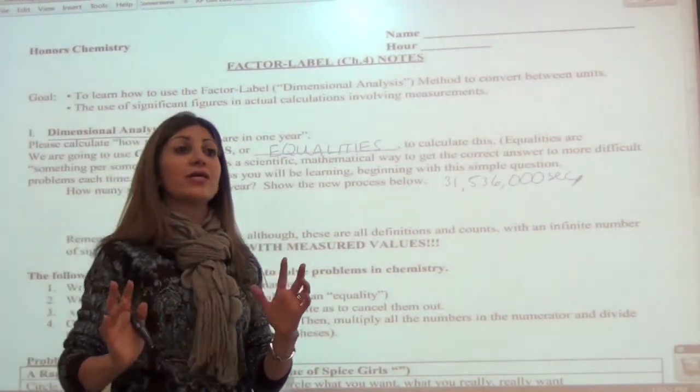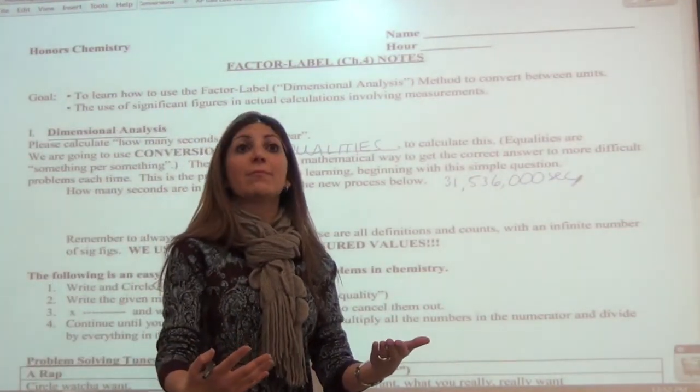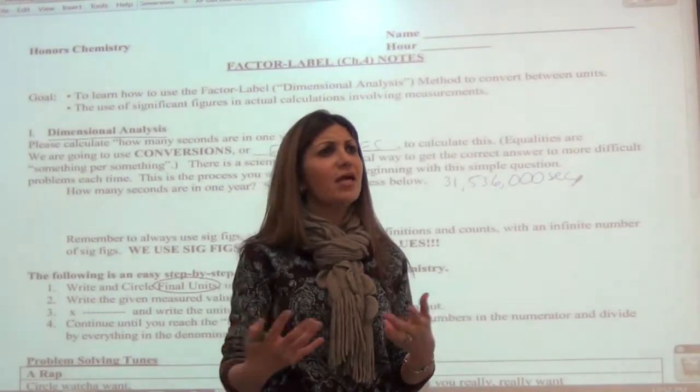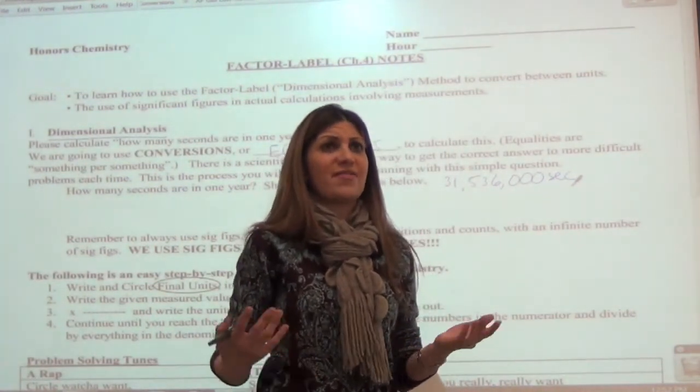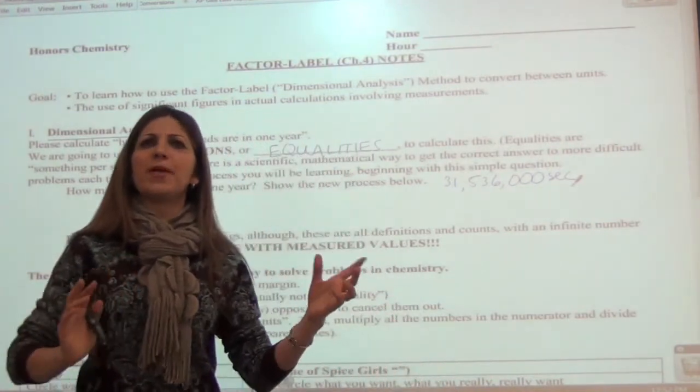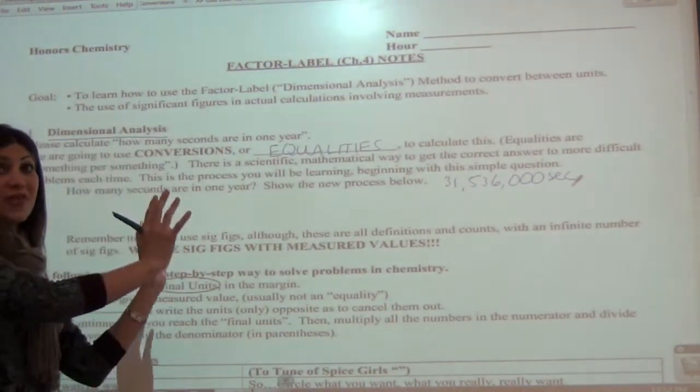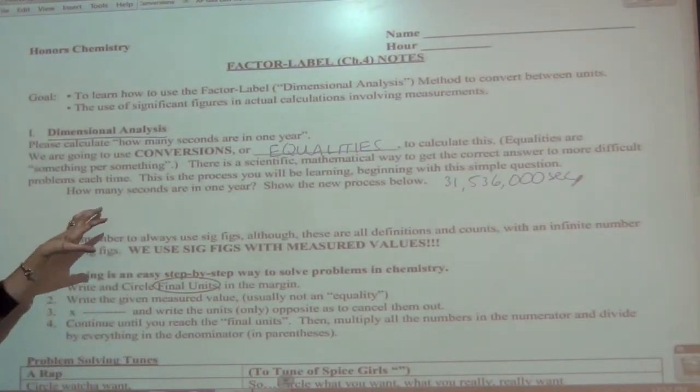So what we're going to do now is you're going to be given things like moles and molecules and formula units and atoms and ions, things that maybe are not something that comes naturally to us. And so to be able to do calculations with things like that, we're going to use this method to help us. Okay? So here's how we're going to do it.